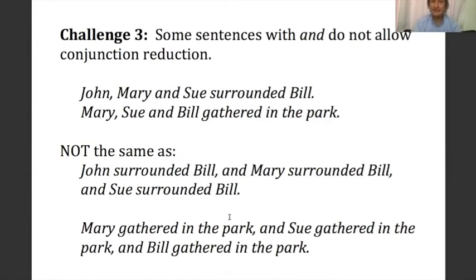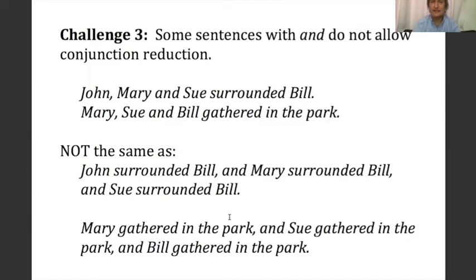Okay, the third challenge is not going to be so easy to deal with. Some sentences with and do not allow conjunction reduction. Here are two examples. John, Mary, and Sue surrounded Bill. Say they held hands and Bill was in the middle. Or Mary, Sue, and Bill gathered in the park. The three of them together were there in the park.